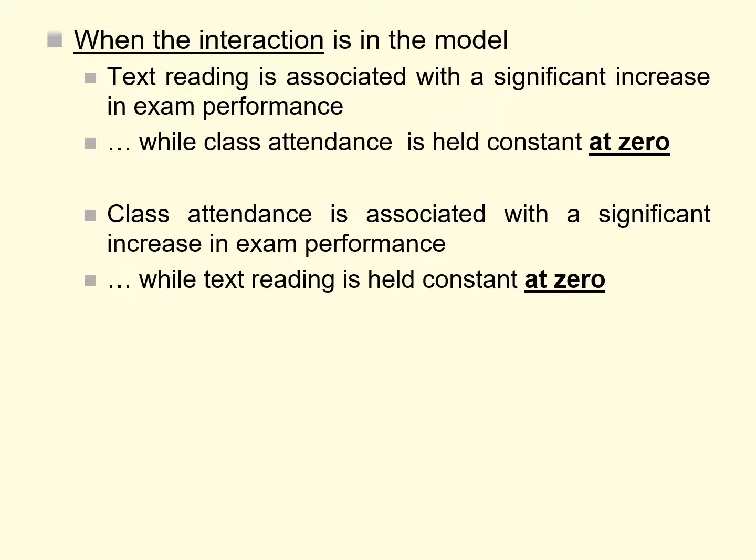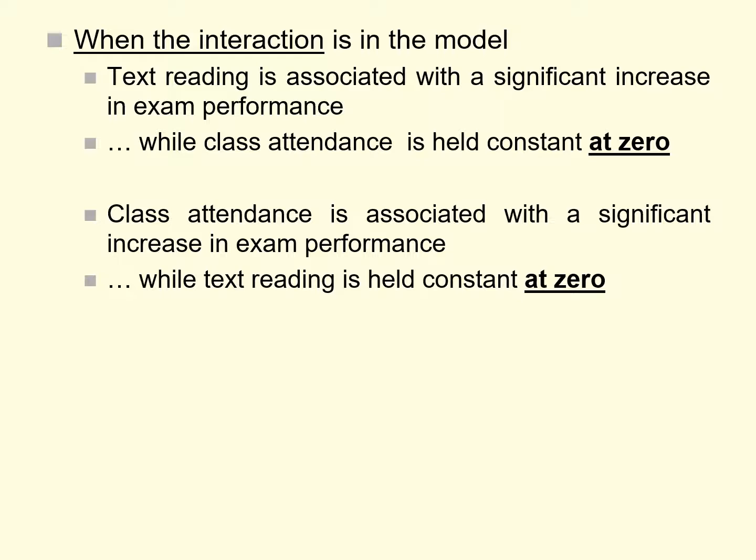And that would be something like this. When the interaction is in the model, text reading is associated with a significant increase in exam performance, while class attendance is held constant at 0. Also, we could say class attendance is associated with a significant increase in exam performance, while text reading is held constant at 0.